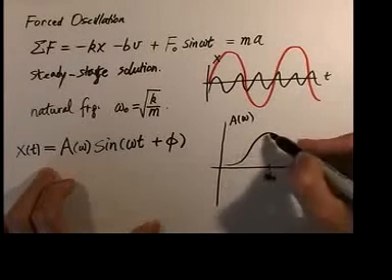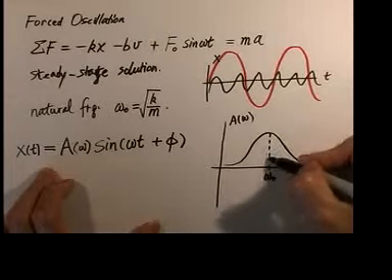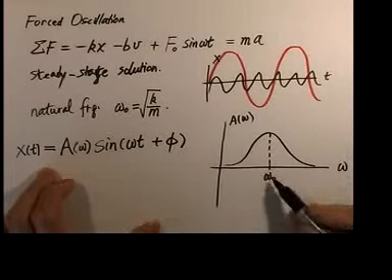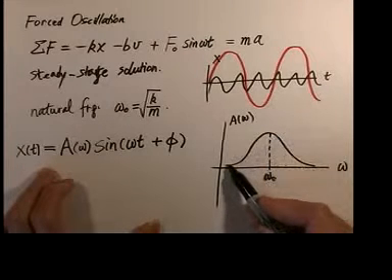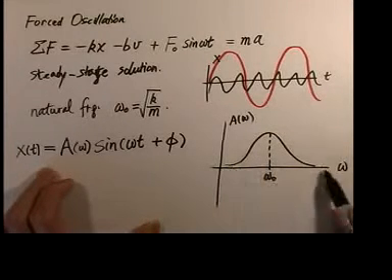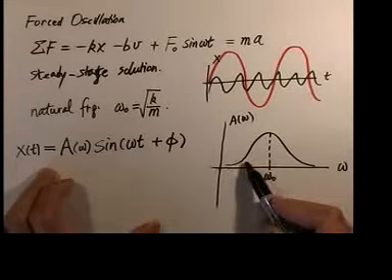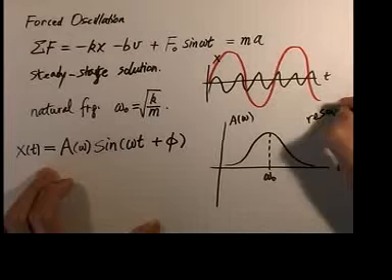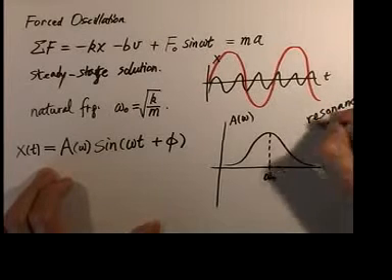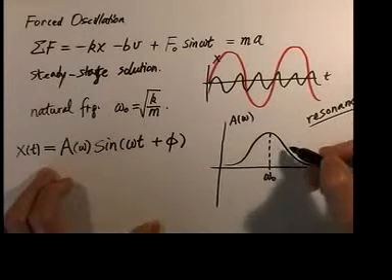So you see, around that natural frequency, if the driving frequency matches the natural frequency, you have the greatest amplitude. And when the frequency is too large or too small, you have a small amplitude. This phenomenon is called resonance. And this is called the resonance peak.